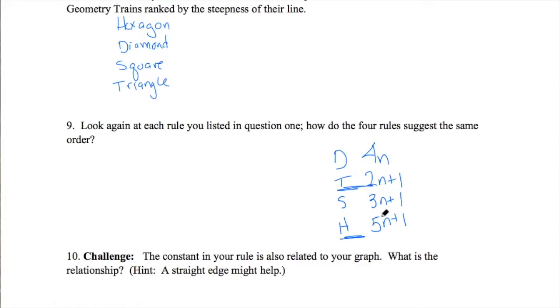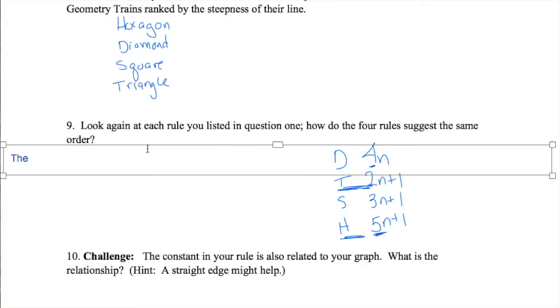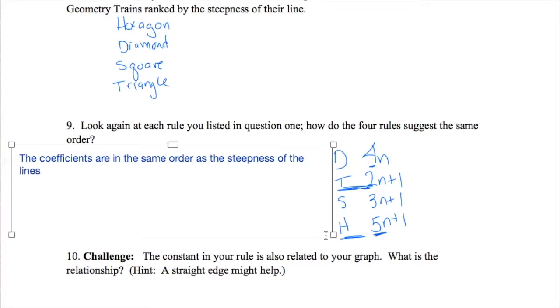Okay, so I'm looking at them, looking for something in the formula that would indicate that steepness. Well, hexagon's steepest, it has the biggest coefficient. Triangle, the least steep, has the lowest coefficient. And let's think, does it continue? Diamond, second steepest, and 4 is the second biggest coefficient, and then square is the third. So what about them suggests the same order? We could say that the coefficients are in the same order as the steepness of the lines. Very interesting to see that the coefficients are telling us again some important information about our data.